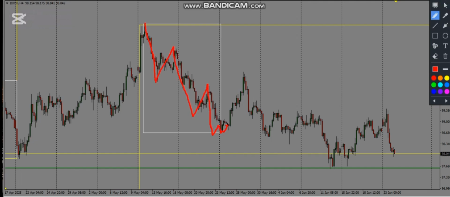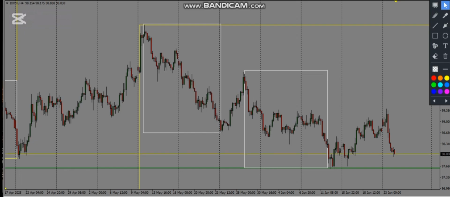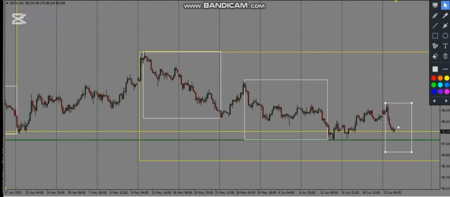Now let's check another level. As you can see, first a reset, a second level, and then a consolidation and a reset. First level of drop, consolidation, second level of drop, consolidation, and a third level of drop. So now what are we expecting? We are expecting another level of drop to the downside, which will break this low.